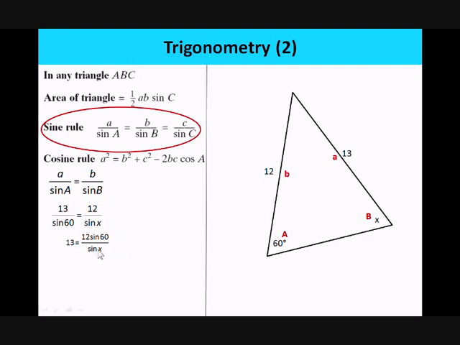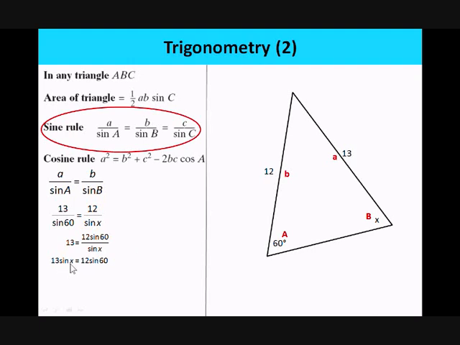But we've still got a fraction in this, so I'm going to multiply both sides by sine x to get rid of the fraction. So if I multiply the right hand side by sine x, the fraction disappears, but then the 13 on the left hand side gets bigger by a factor of sine x, so it becomes 13 times sine x. So that's just both sides multiplied by sine x.